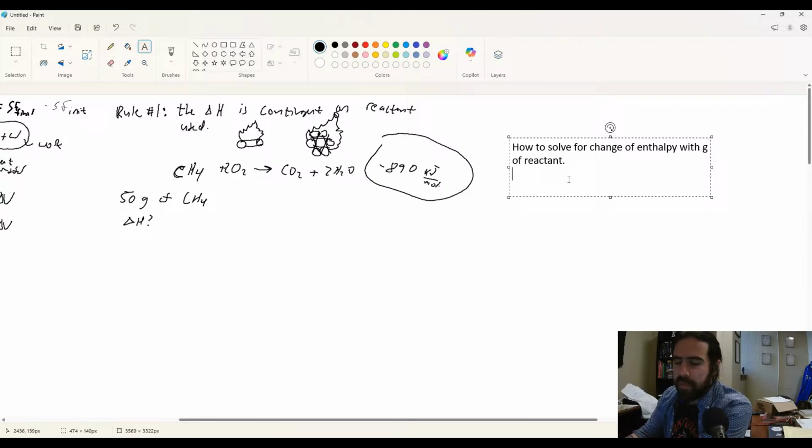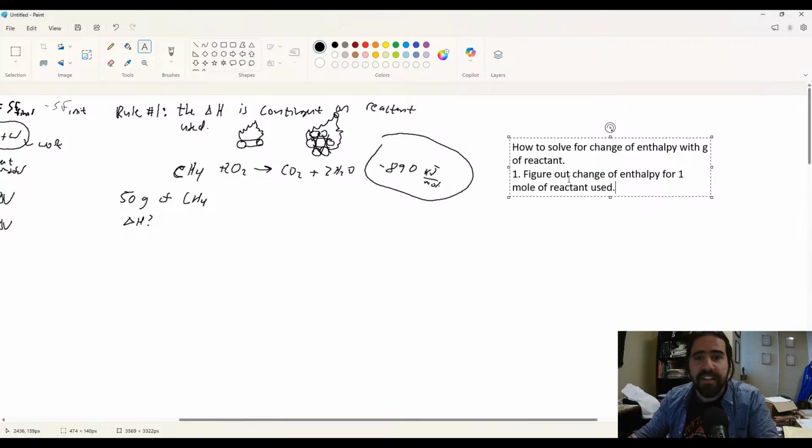Okay. So the first thing that we got to do is figure out the change of enthalpy for 1 mole of reactant used. Now, this is given to us here. We have the minus 890 kilojoules per mole. So that means that when I combust 1 mole of CH4, I'm releasing 890 kilojoules per mole.